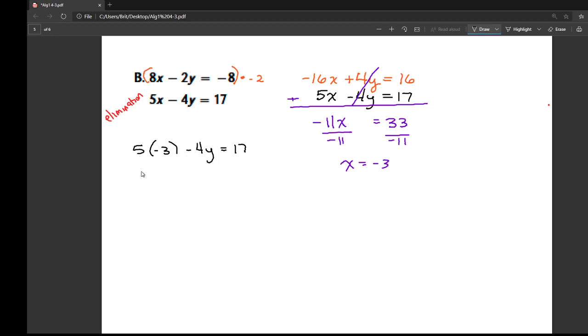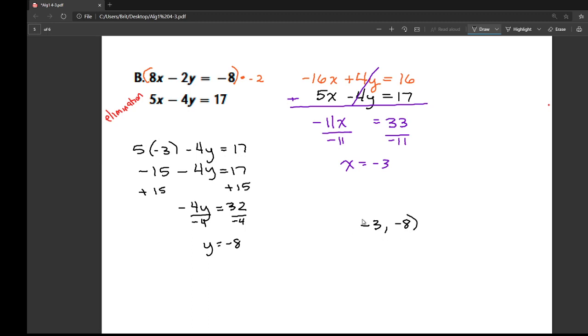So -5 times -3 is -15. So I'm going to actually add that 15 to each side to work on isolating y. So this turns into -4y equals 17 plus 15, that's 32. And if I divide by -4, I get that y is equal to -8. So my final solution is the ordered pair, -3, -8.